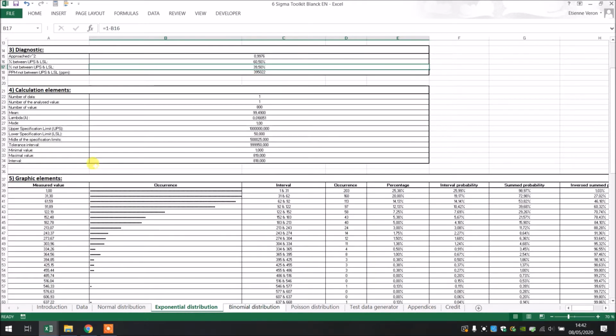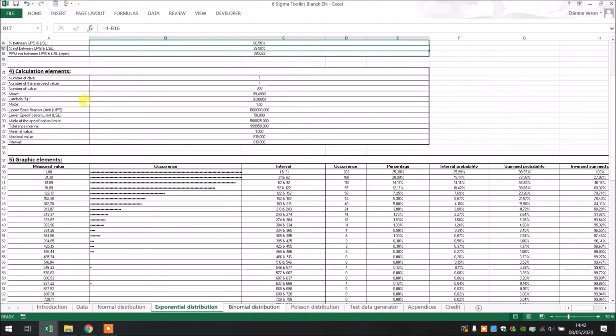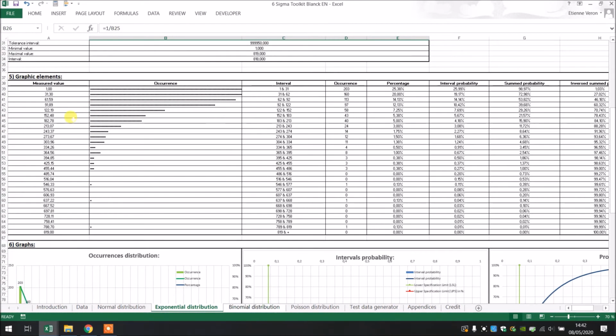After, we can go to the calculation element, and we have the number of data. And what is interesting here is that we have the lambda. The lambda is 0.01. And after, we have the graphics element.